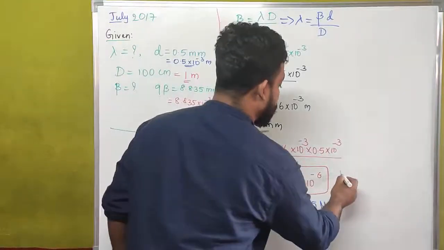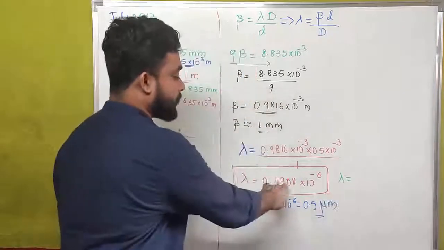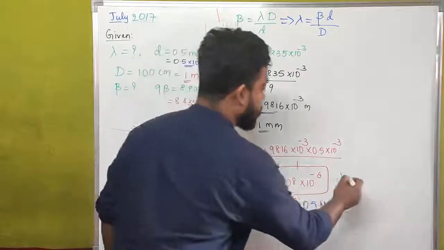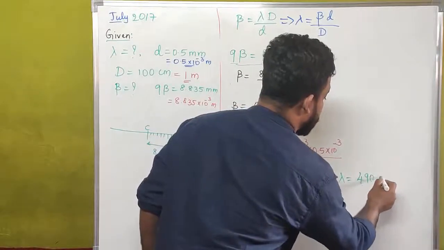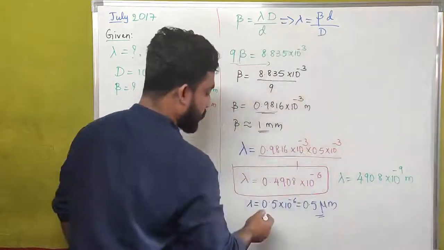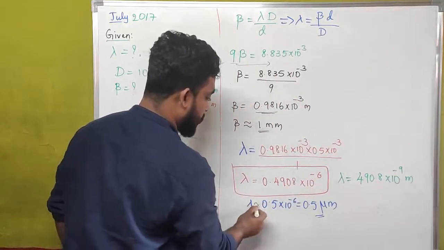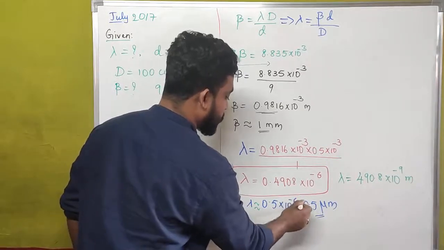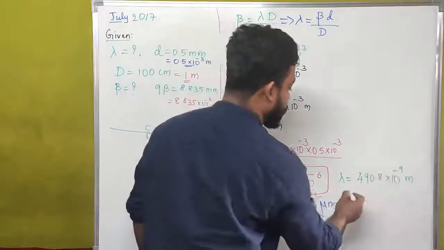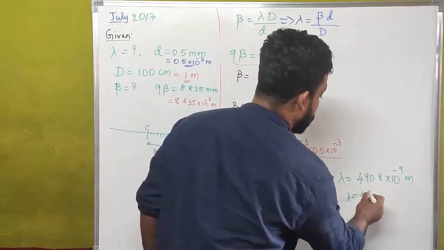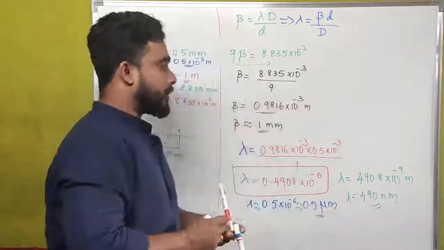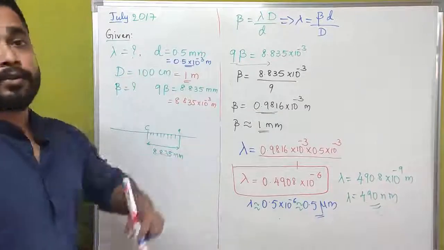Or we can write this in terms of nanometer. If we shift the decimal 3 points to the right, we get 490.8 into 10 to the power of minus 9 meter. This is an approximate value, not the exact value. So lambda is equal to 490.8 nanometer.